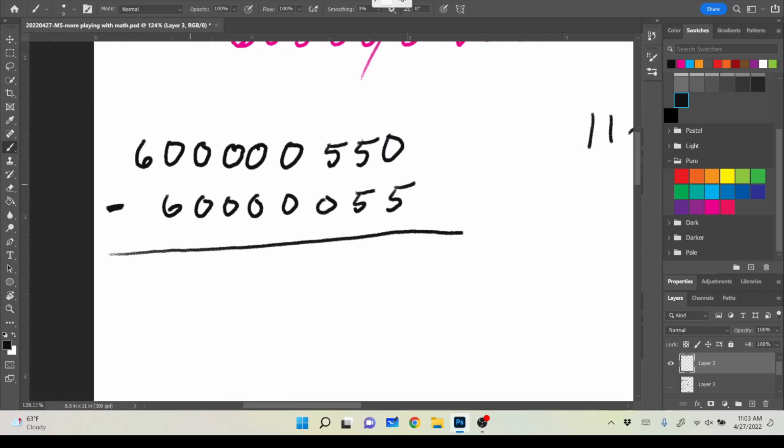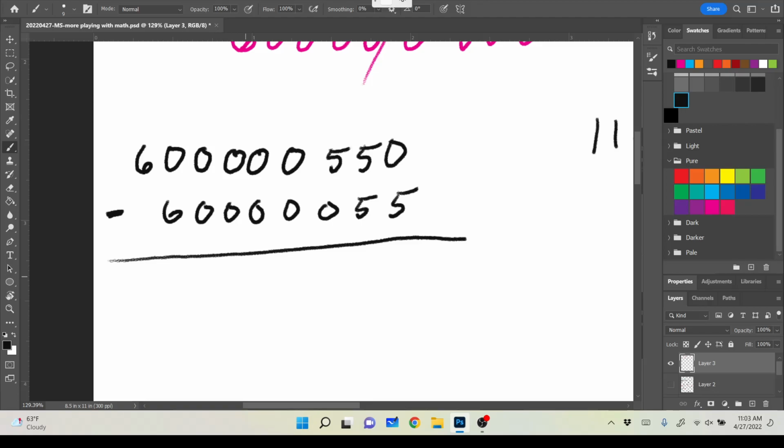So, what's the first thing that's got to happen on this subtraction problem, which is actually easier than it looks? Okay. What's the first thing that's got to happen? We do need to borrow from here. Turn this into a 4 and turn this into a 10. What's 10 minus 5? 5. Gotta borrow again. Turn this into a 4. And this into a 14. What's 14 minus 5?